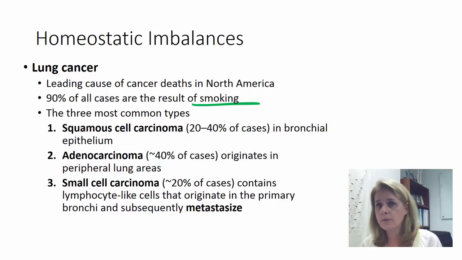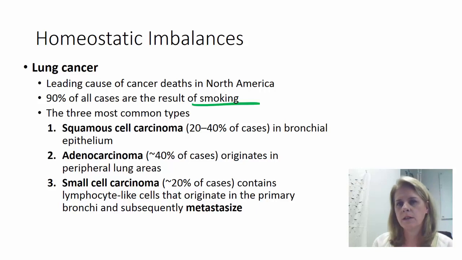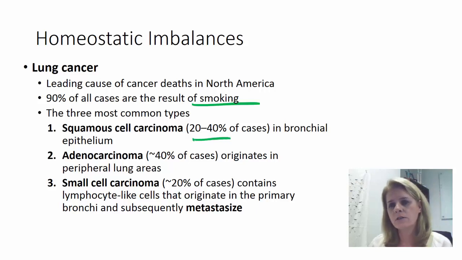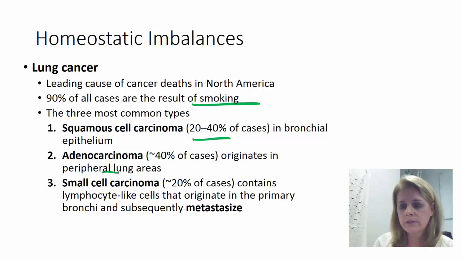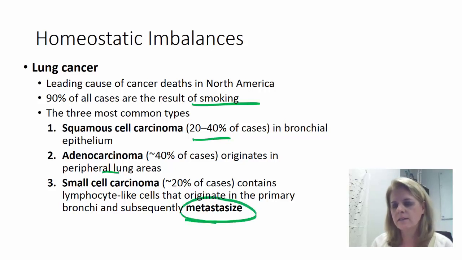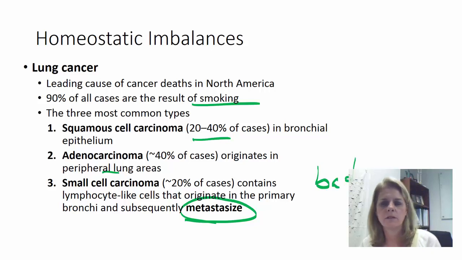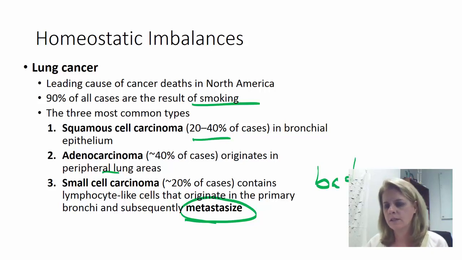There are 3 types of lung cancer. You have squamous cell, which is going to be in the bronchial epithelium. That's about 20 to 40%. Adenocarcinoma, which is going to be in some glandular tissue in the lungs. Small cell carcinoma. This is the one that's most likely to metastasize, so if there's a good and a bad, I would say this is the bad one. You don't want small cell carcinoma because it tends to spread.